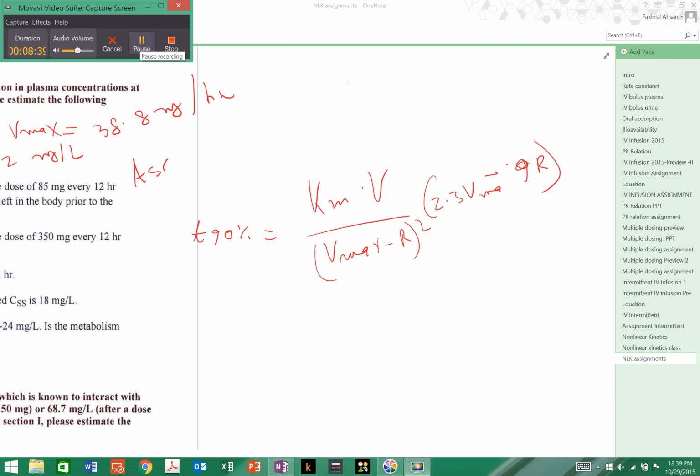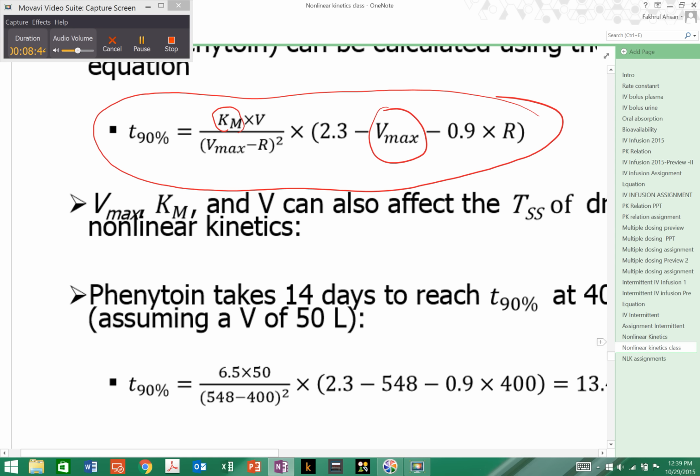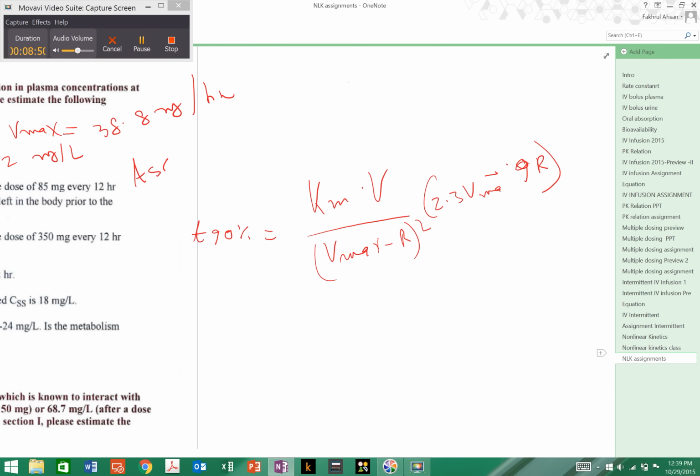Sorry, there was the equation. This equation is wrong here. I put a negative mistakenly, so there will be no negative here. The equation is going to be the way I have written here. I will make this correction.